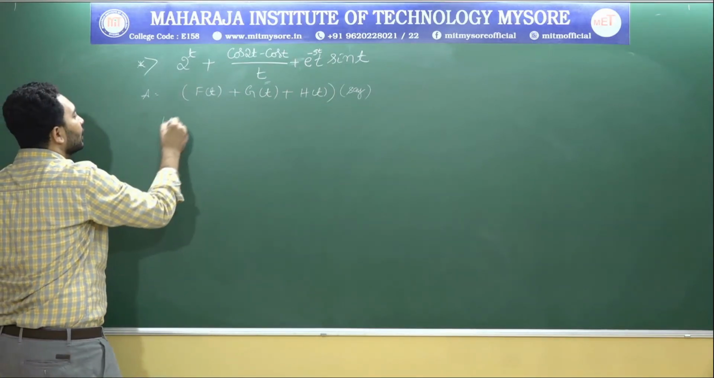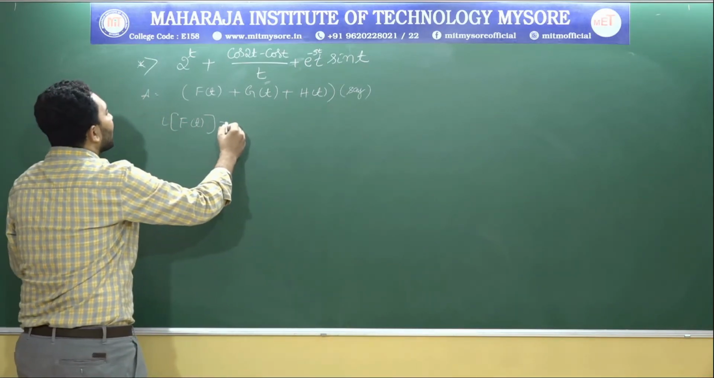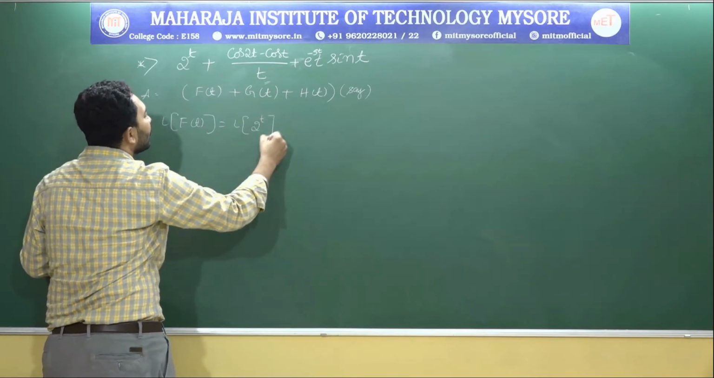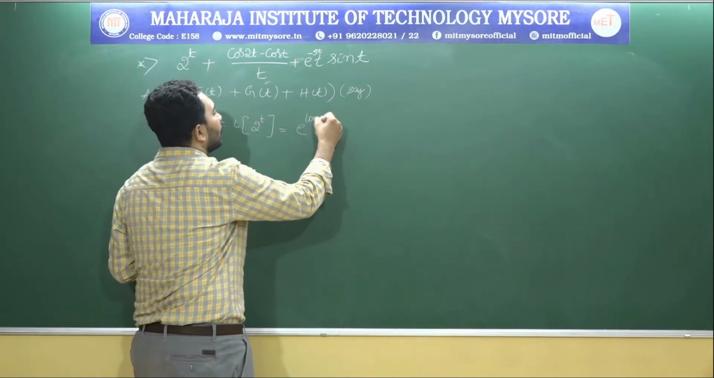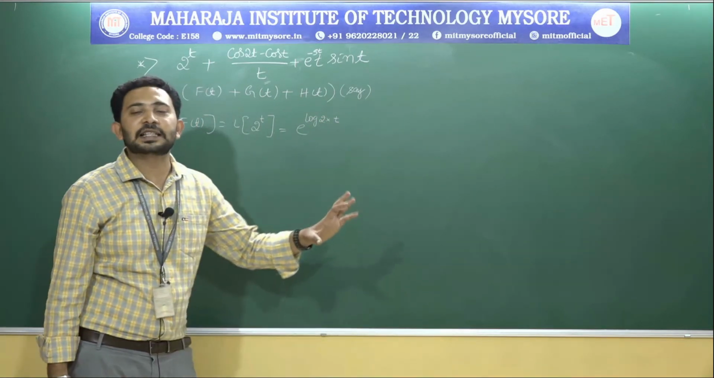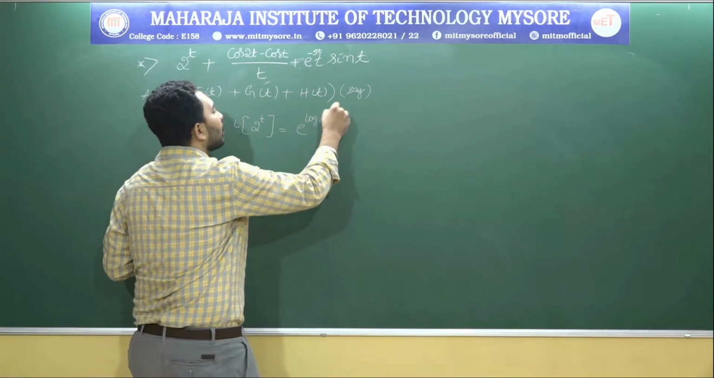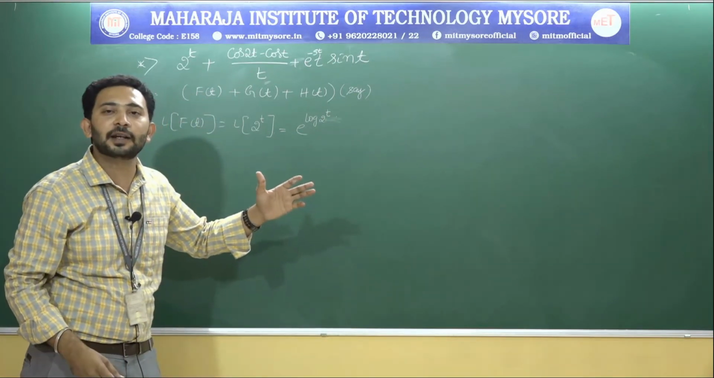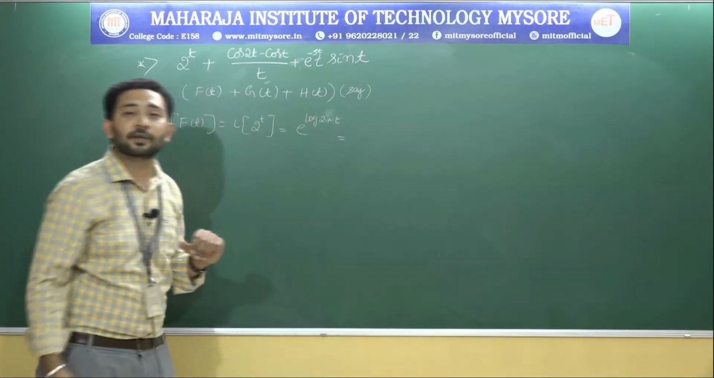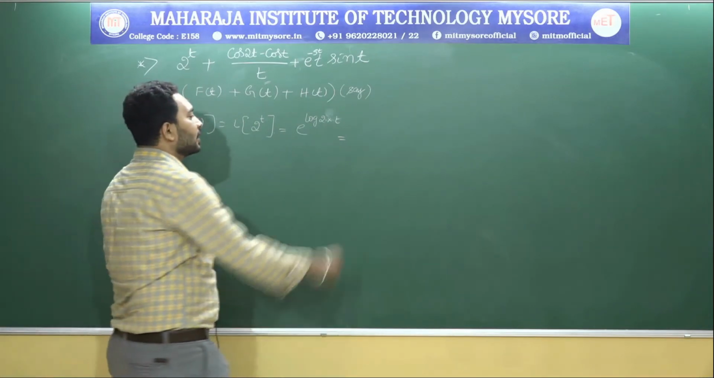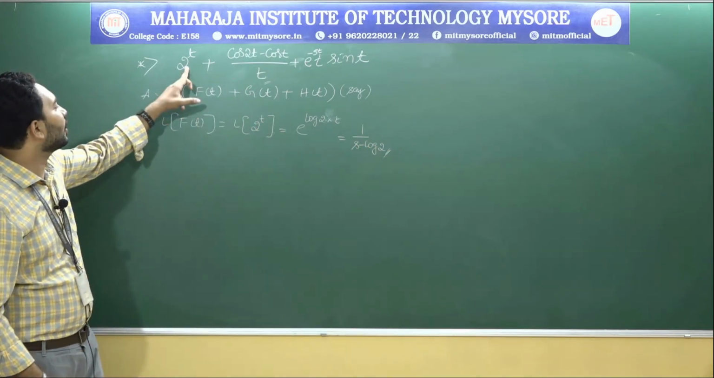So what is the Laplace of f of t? Laplace of f of t is Laplace of 2 power t. I can write 2 power t as e power log 2 power t, because we know e power log x is x. It is in the form of log m power n. What is log m power n? It is n log m. So I can write this as e power (log 2) into t. So it is nothing but e power at. What is the Laplace of e power at? It is 1 over s minus a. So I can write this as 1 over s minus log 2. So this is the Laplace transformation for 2 power t.